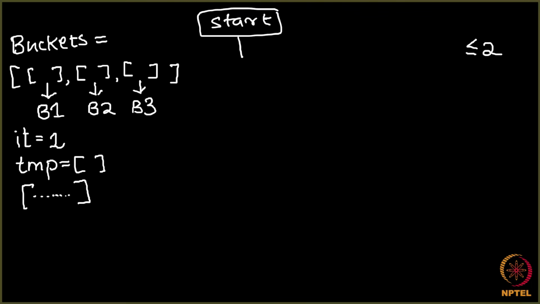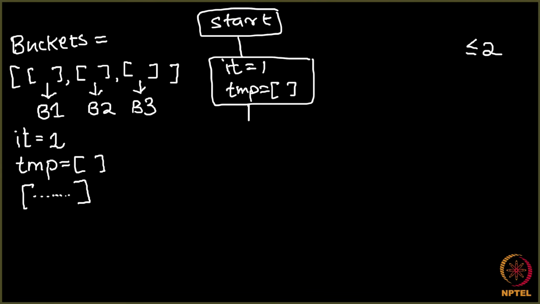After start, we are going to check a condition. Initially we have IT equal to 1 and TMP is empty. Next, we are going to check a condition. And what is this condition? This condition is whether there are nodes of degree less than or equal to IT in this network, and the answer can be yes or no. So let's say here the answer is yes and here the answer is no.